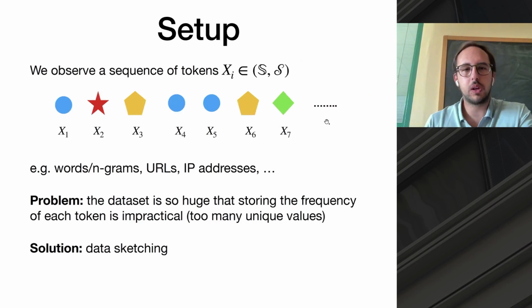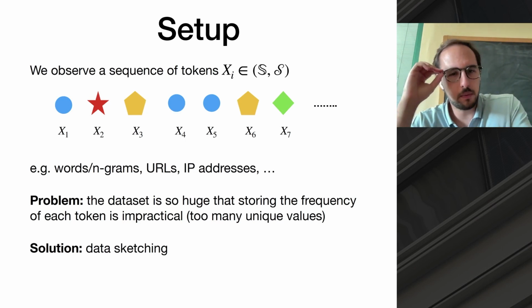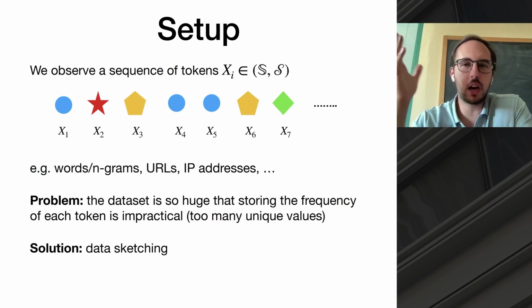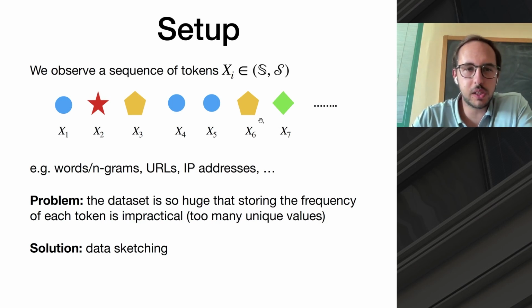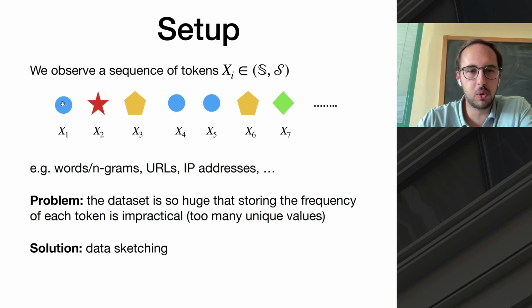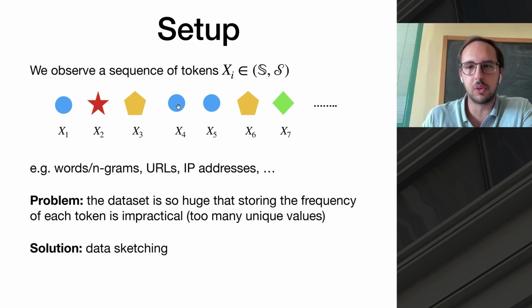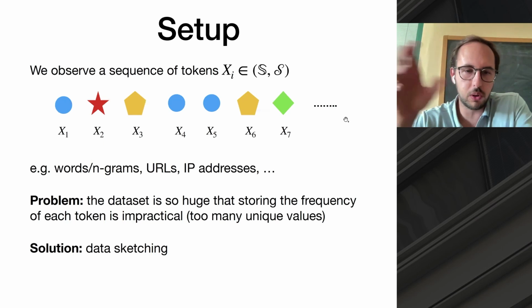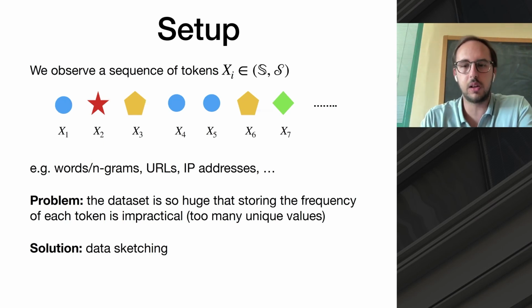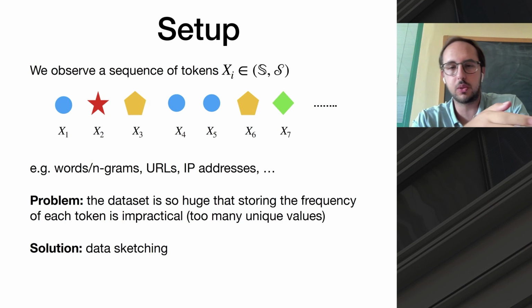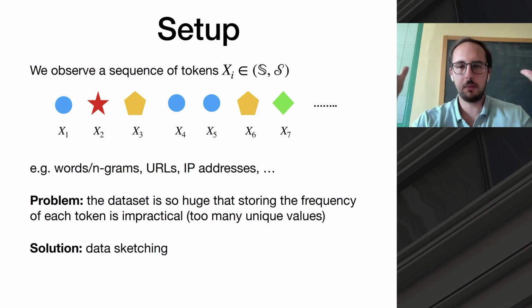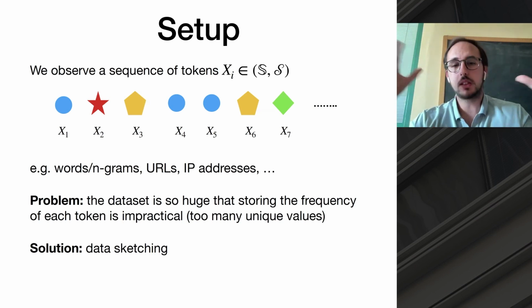So the setting is that we observe a sequence of tokens or symbols that I will call xi. And these take values in a, let's say, countable universe of symbols. For instance, x1 is a blue dot, then x2 is a red star, then there is the orange thing, and then again, there are these symbols that are repeating themselves. You can think of these symbols as words or n-grams, that is, sequences of n words, or URLs or IP addresses. The main idea is that the data set is huge.